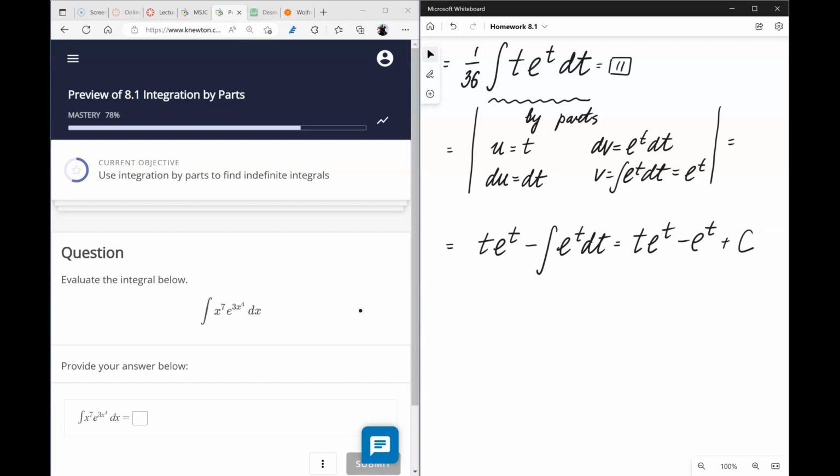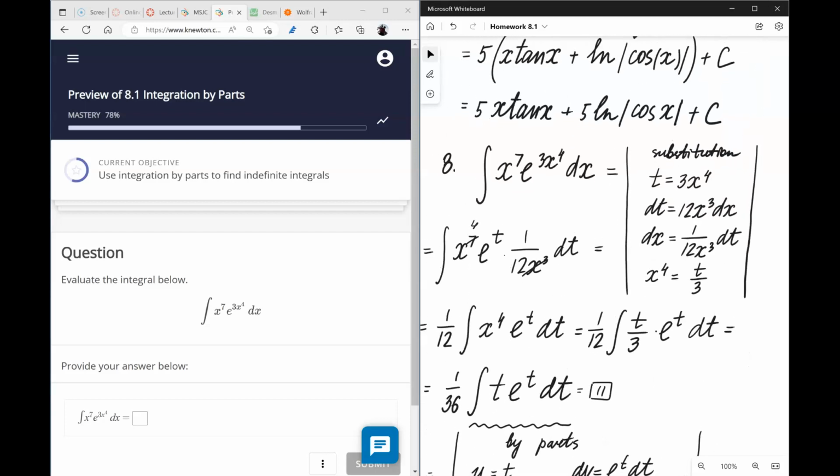Now remember, this is just that integral. So now we're gonna hit the play button here and continue with the solution. So we still have 1 over 36 over there, and it's going to be 1 over 36 times t e to the t minus e to the t. And remember that plus c, we can just always stick it at the end. You can distribute 1 over 36 to c, but it's just not necessary because it's still going to be a constant.